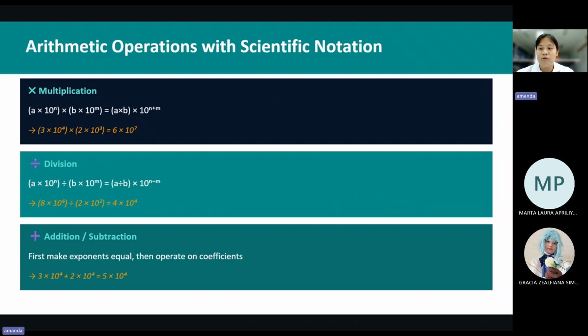For subtraction, it is similar. You make the exponent the same, then subtract the coefficients. Example: 5 times 10 to the power of 6 minus 2 times 10 to the power of 6 equals 3 times 10 to the power of 6. We will practice these rules in our exercise later.